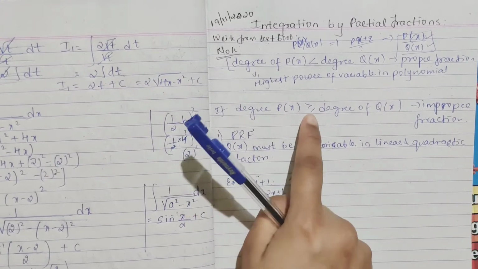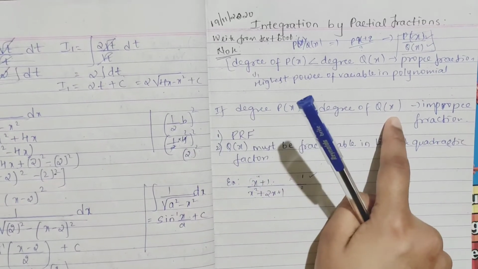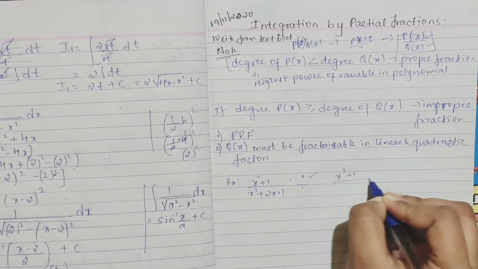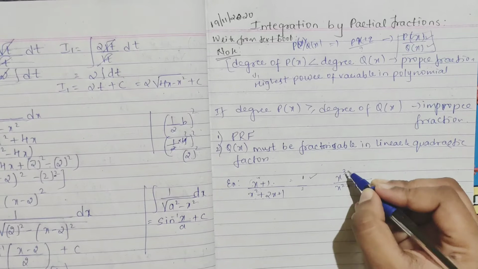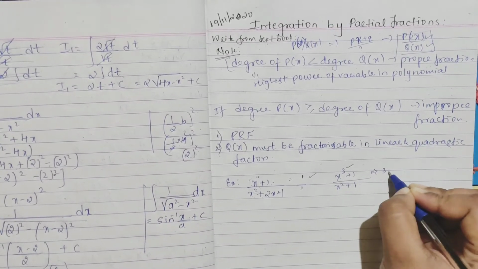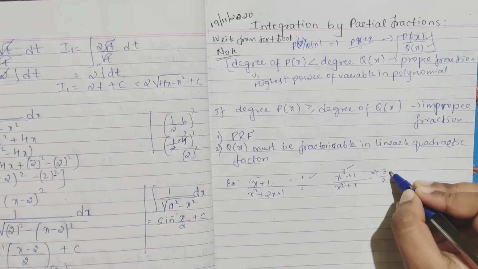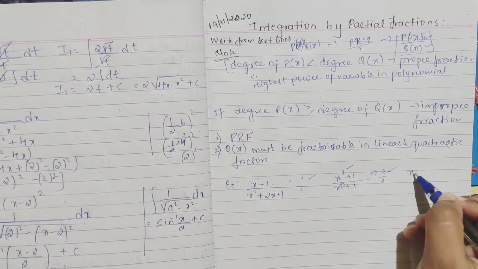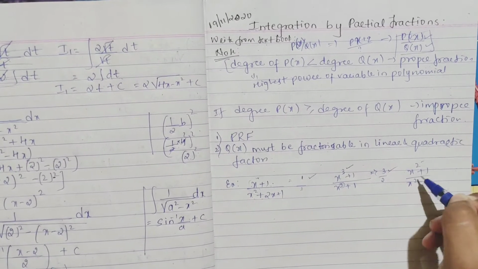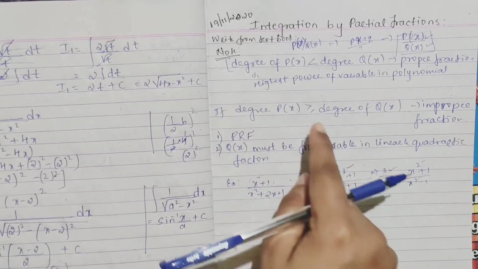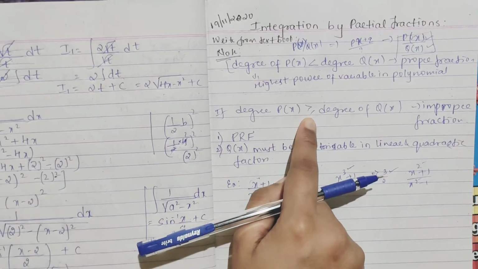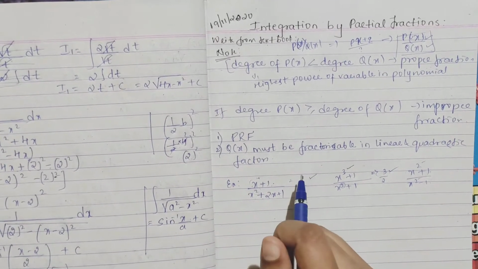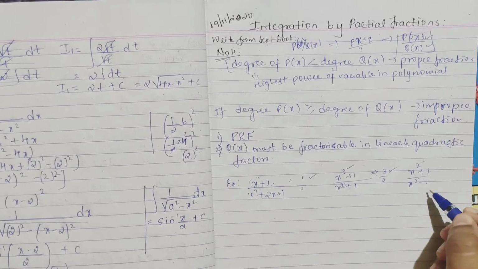If the degree of P(x) is greater than or equal to the degree of Q(x), then it is an improper fraction. Suppose you have x cube plus 1 over x square plus 1. In the numerator the power is 3 and in the denominator the power is 2, so P(x) is greater than Q(x). Even if you have x square plus 1 over x square minus 1, here also it is the same, and it is improper, because P(x) is greater than or equal to Q(x). You have to convert it into proper. And how will you convert? By polynomial division.